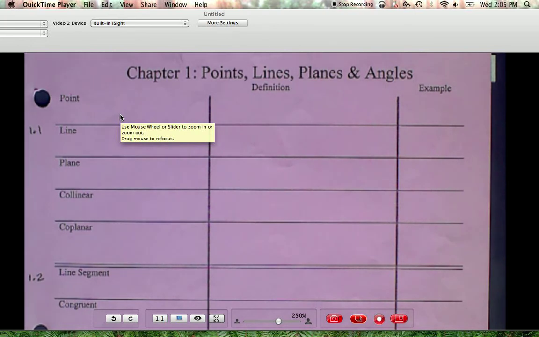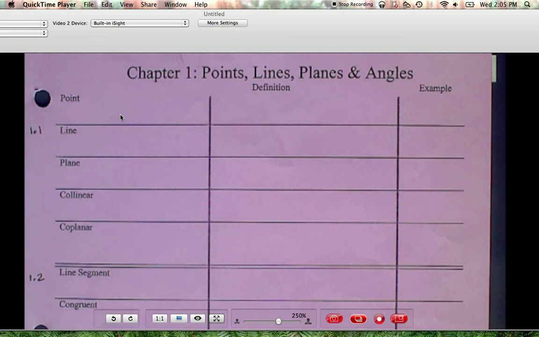We're going to start with Chapter 1's vocabulary or definitions. These are extremely important as you move into geometry, knowing what each of them are, but even more importantly, how you label them properly when you're talking about them or writing about them. So we'll begin with section 1.1 and the definitions from that section.